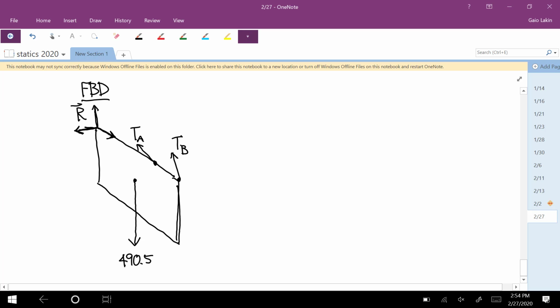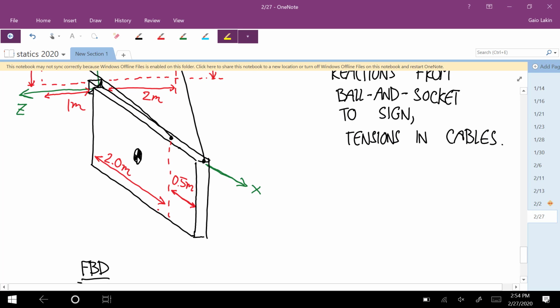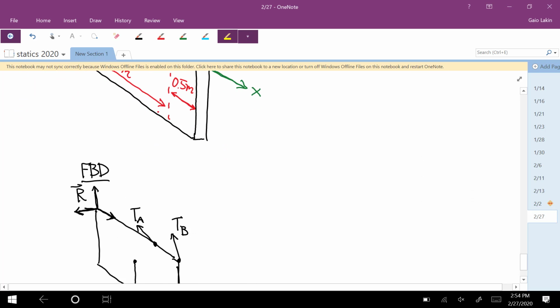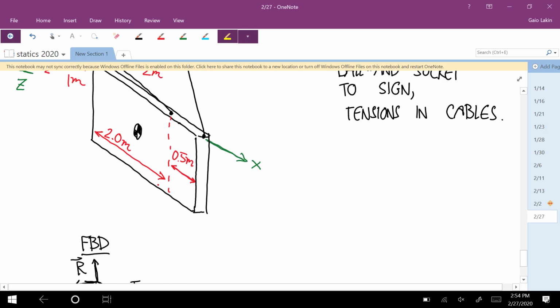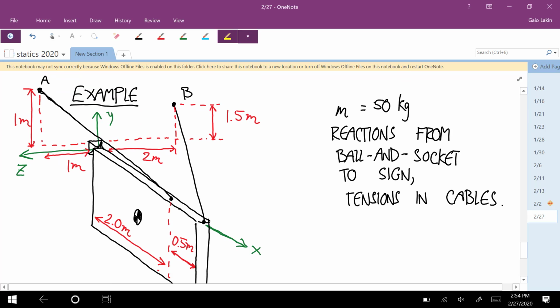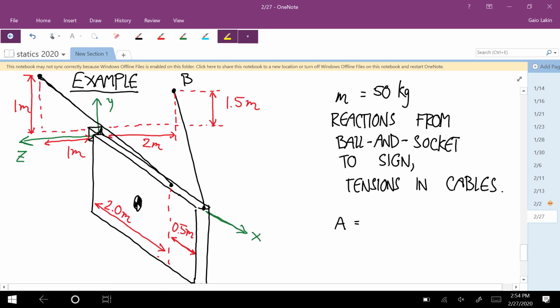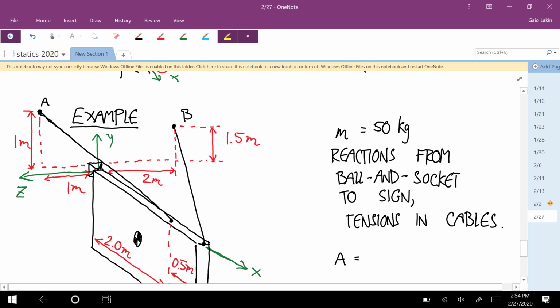So let's start writing out this table: row vector, force vector, and moment. Oh no, I'm sorry. I said first let's come up with all those coordinates. We didn't do that. Okay, so first, the ball and socket joint is the origin. What about A? How do you get to that point A? You see that? So that point A, the coordinates are 0, 1, 1.